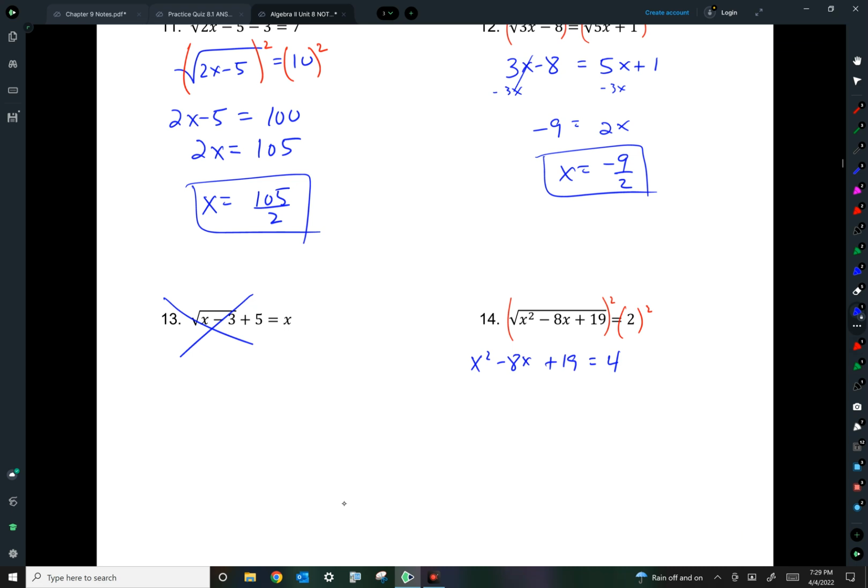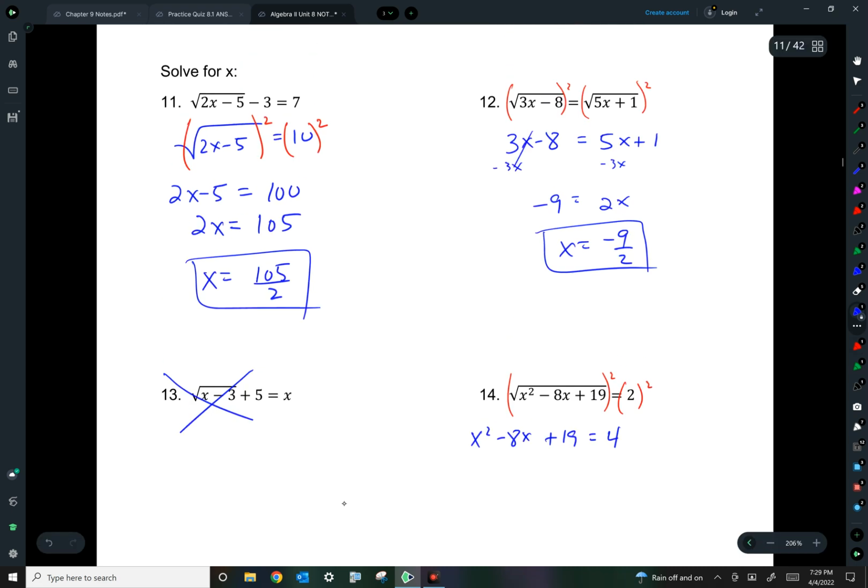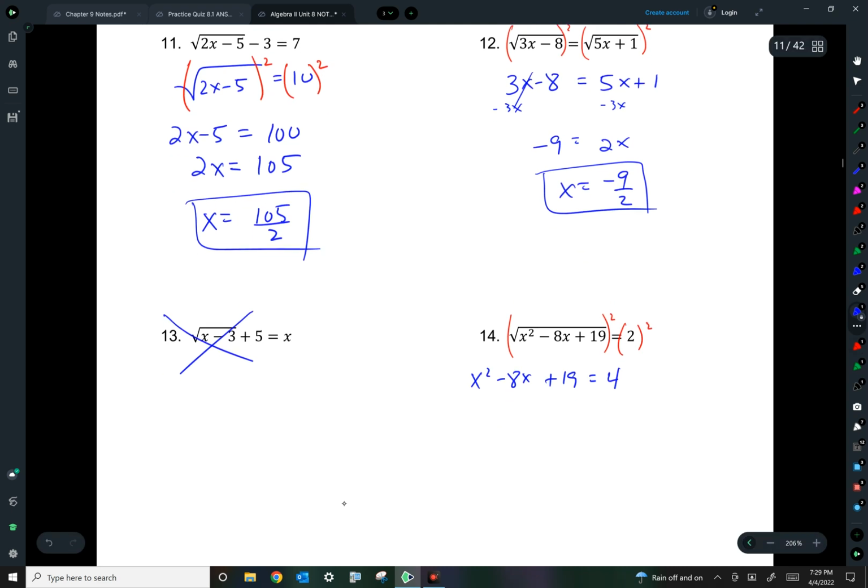Okay, so this one's a little different because notice it has a squared term in it. And how do we solve problems that have a squared term? Don't we set them equal to 0 and factor? So I'm going to subtract that 4. So x squared minus 8x. Let's see, if I subtract 4, that's going to be plus 15. And so now can we factor that?